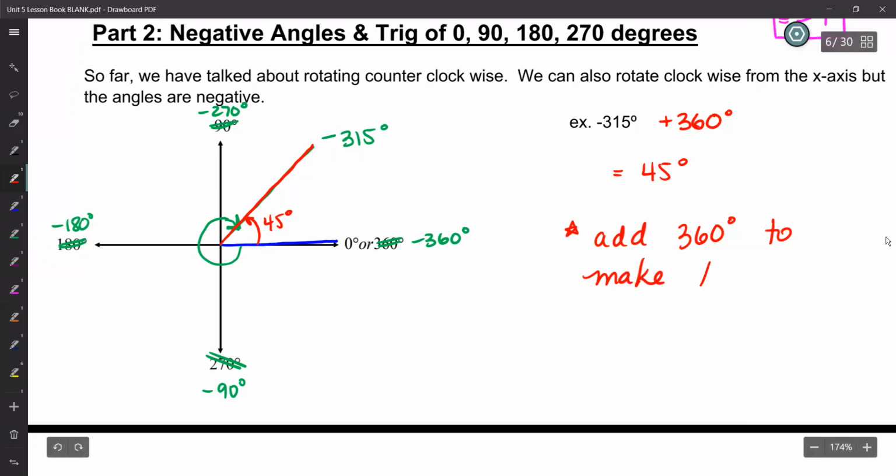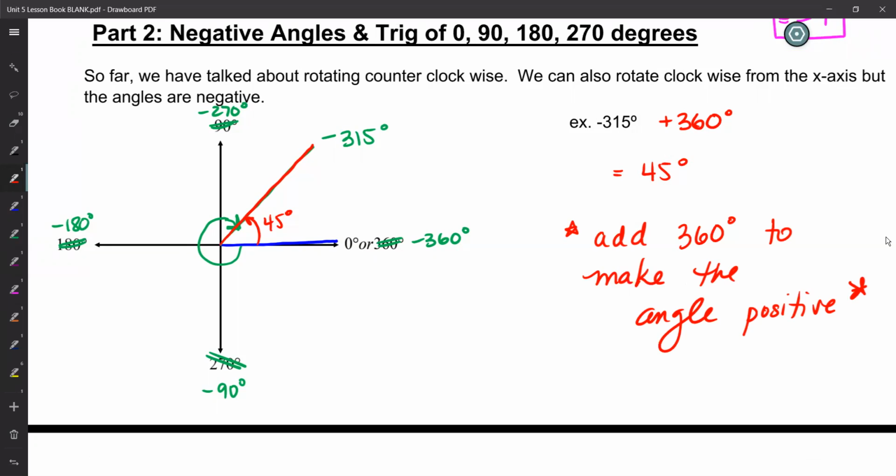Add 360 to make the angle positive. And what is 360? It's a full rotation all the way around that circle, right? It's the measurement of a circle. So if I rotate my angle 360 degrees all the way around, that's what's changing it to a positive angle.